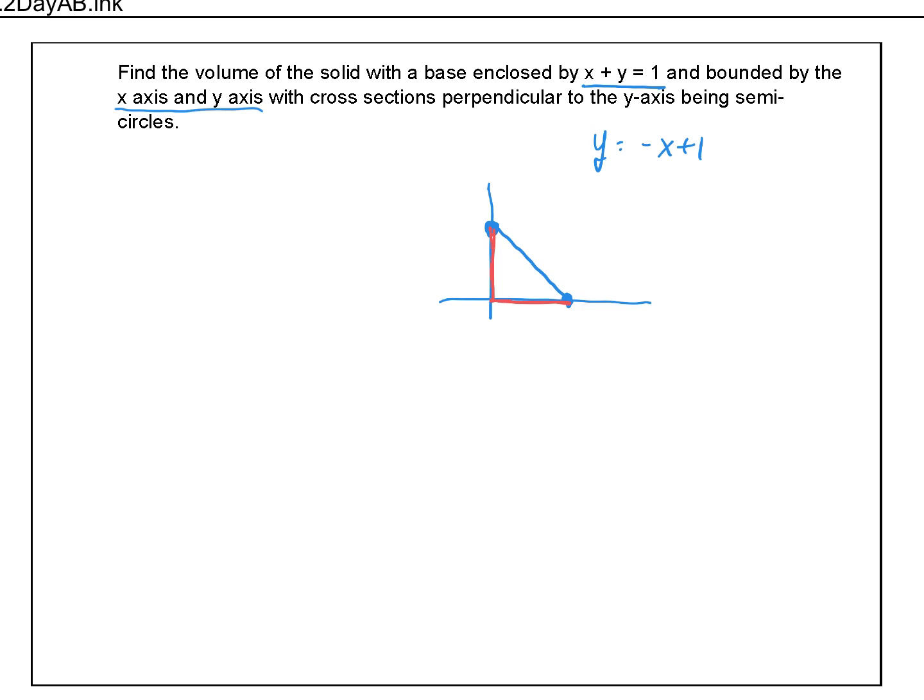So now, cross sections perpendicular to the y-axis, perpendicular to y, again, parallel to x, which means that the base is going to be an x equals. And they are semicircles again. So my slices run this way, and up out of them are semicircles.